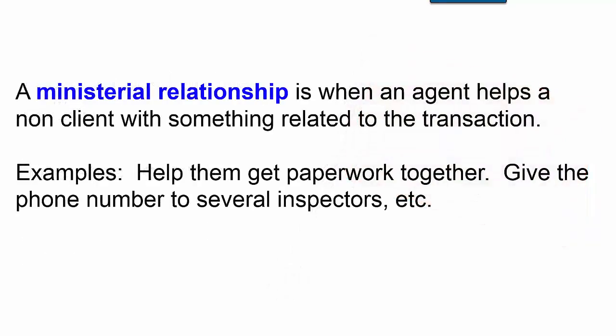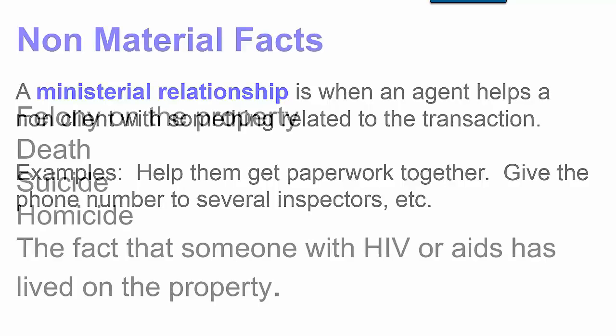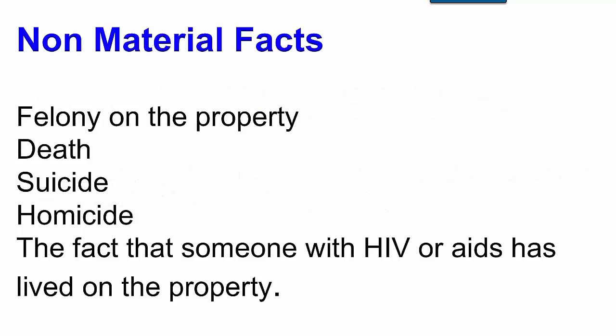Ministerial relationship is when an agent helps a non-client with something related to the transaction. So here's an example: help them get paperwork together, give a phone number to several inspectors. Just give them information. They're not your buyer, they're not your seller, but you are representing the other person in the transaction. They ask you, can you help me get the paperwork together? Even though you're not representing them, you sit down with them and you help them out and give them some phone numbers or whatever.